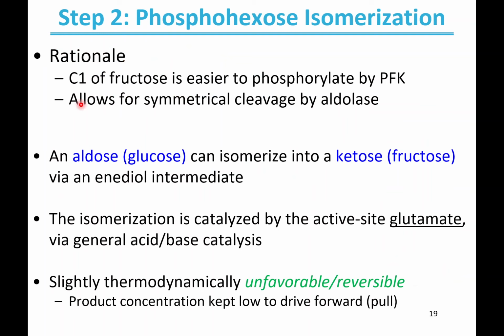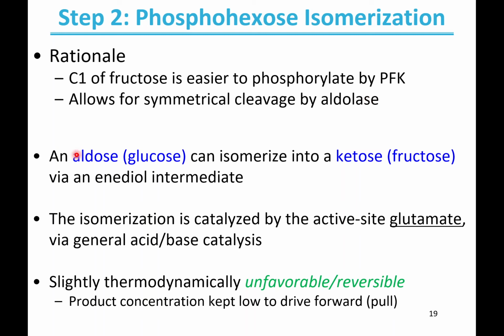Okay, so the rationale behind this step is that the carbon 1 on fructose is going to be easier to phosphorylate by the enzyme in the next step, which is PFK. Okay, so we're getting it ready for phosphorylation in the next step. It also allows for symmetrical cleavage by the enzyme of the 4th step. Okay, so this step 2, you're really getting this substrate ready for the next couple steps of glycolysis.